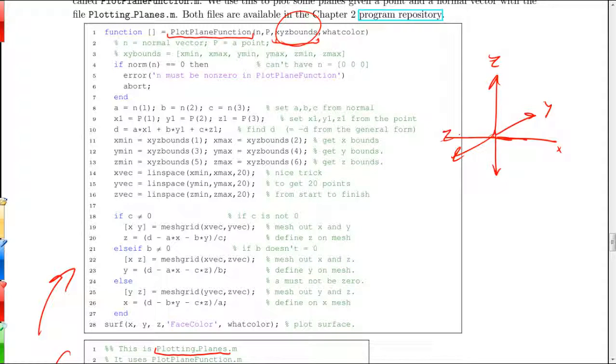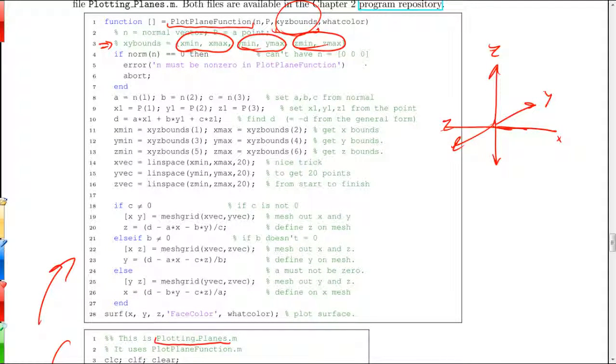Because when we write all this in the book, it's sort of this infinite object, but if I'm going to graph it, it certainly can't be an infinite object. So this x, y, z bounds is basically the bounds on x, the bounds on y, the bounds on z, put into a vector. And then that's my normal.